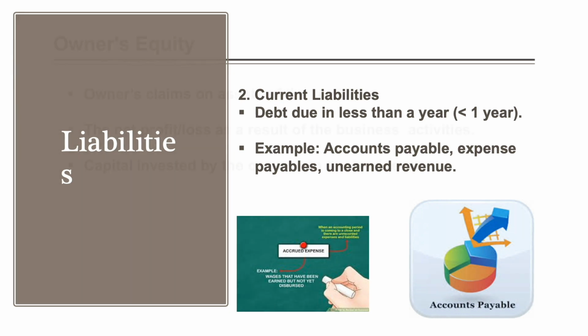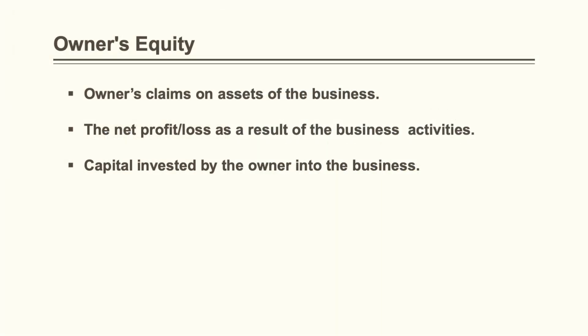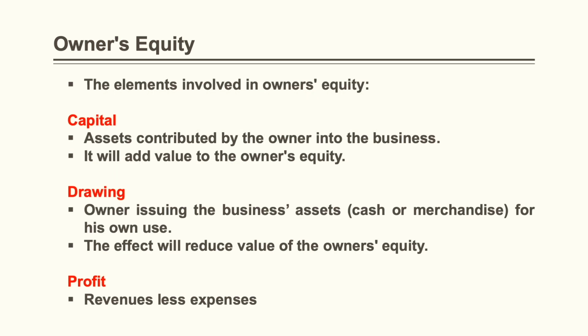Now we go for the final part, owner equity. Owner equity refers to the owner's claims on the asset of the business. These are the capital invested by the owner into the business, and the net profit or loss as a result of business activity. Going into detail, the first part is capital. As I told you just now, capital refers to the asset contributed by the owner into the business. It will add value to the owner equity.